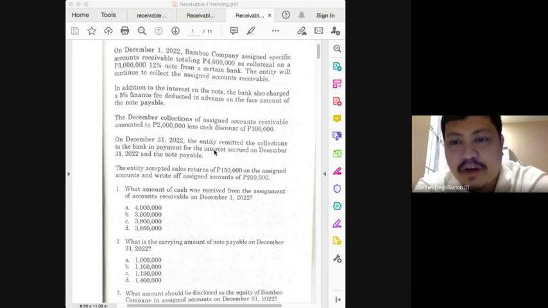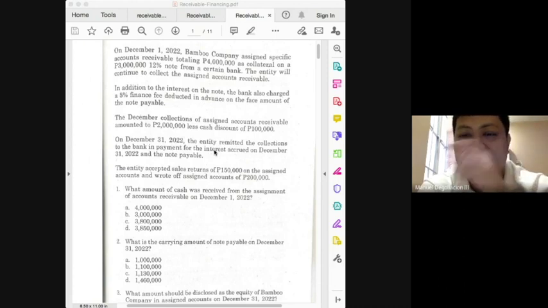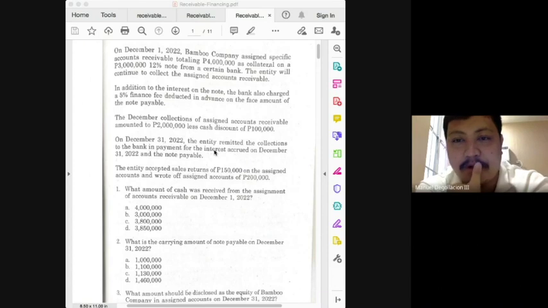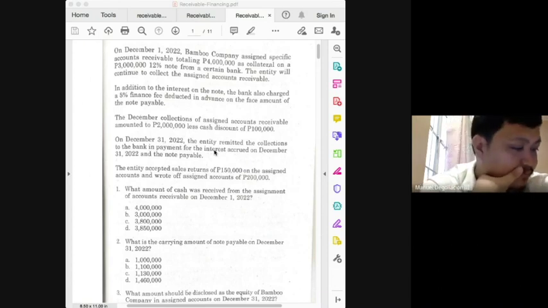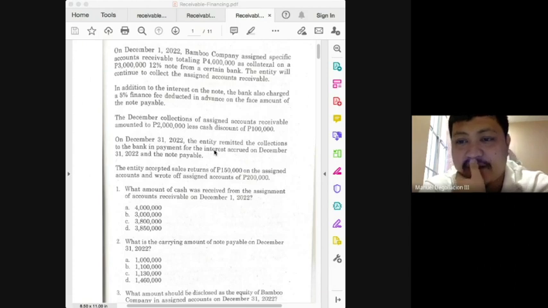Okay. Then we are asked on December 31, how much will be its carrying amount? So do we expect the carrying amount of the note payable to change after a lapse of 1 million in this problem? The answer is yes, because between December 1 and the end of the year, there were transactions that happened that would affect the note payable. And what transaction would that be? We have the collection of the assigned accounts receivable.